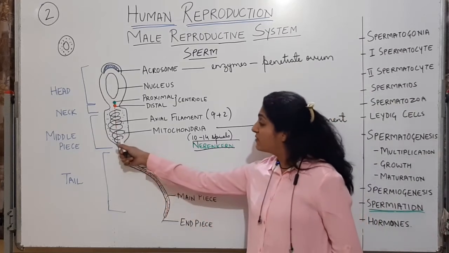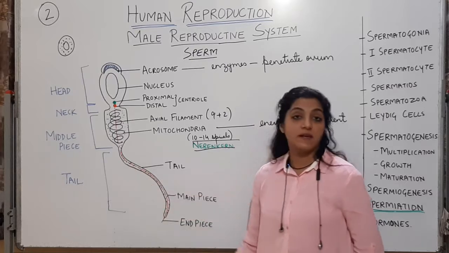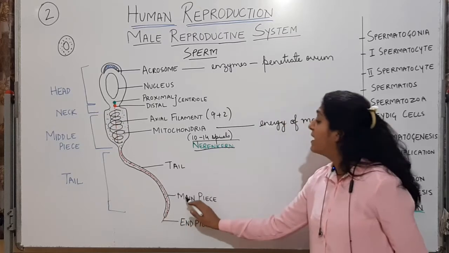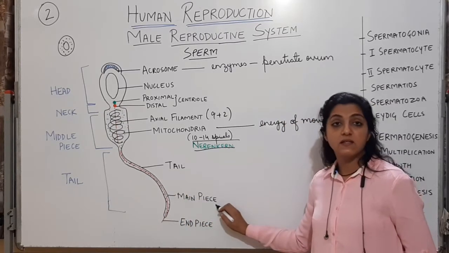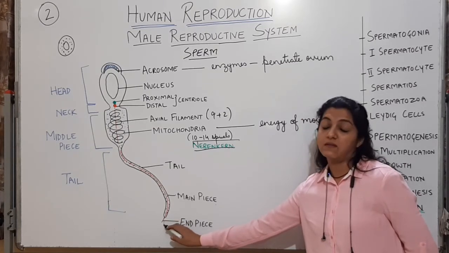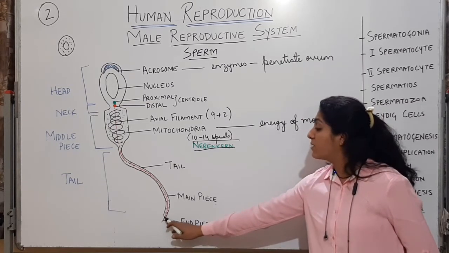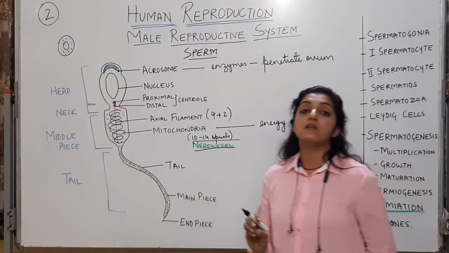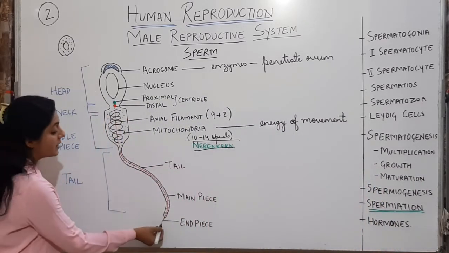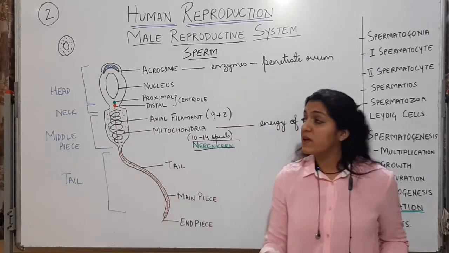In the tail, you will have the axial filament passing through the tail, surrounded by the cytoplasm and the plasma membrane. So जहाँ तक ये axial filament cytoplasm और plasma membrane से surrounded है, that part of the tail is called main piece, and the remaining one which is not surrounded by the cell membrane and the cytoplasm is called the end piece. So structure of sperm, important for MCQs, important for your board exam.